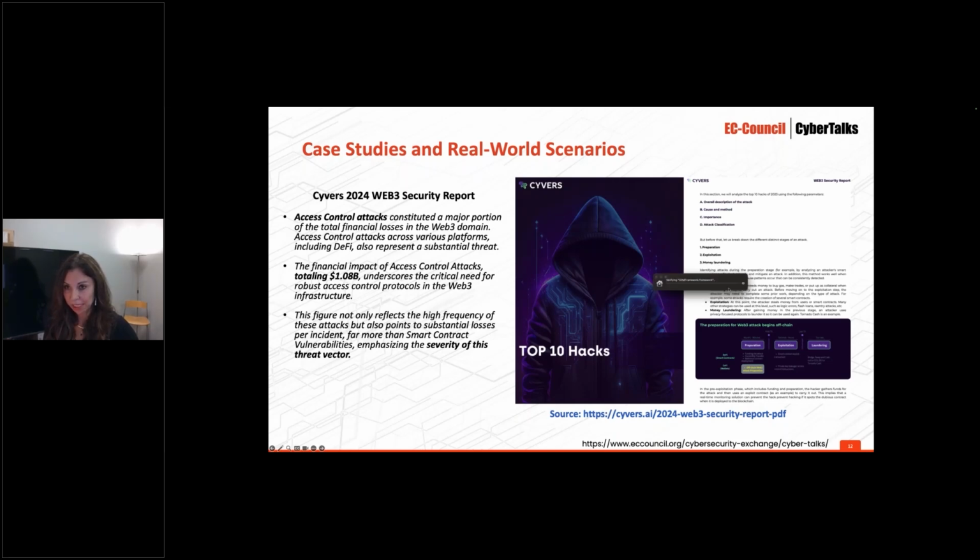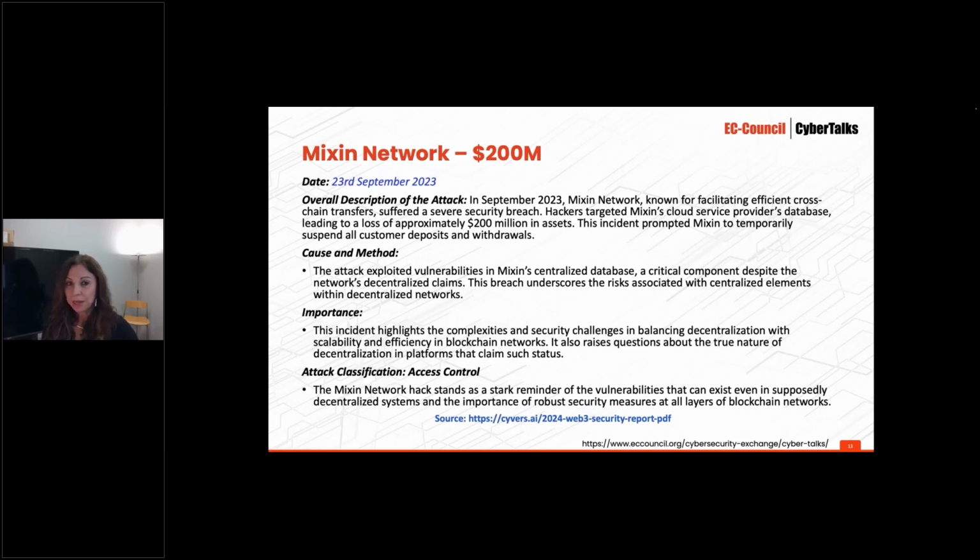Okay, so let's get into 2 examples. The first example from the report, and this is taken straight from the report, but I think it's a good example of how to describe the overall description of the attack. So this was on the Mixin network. And this is a network known for facilitating efficient cross-chain transfers. So right there, there's kind of an indicator of something that could go wrong. We talked about the architecture, the layers, layer 0, 1, 2. You saw the slide where we have trust boundaries, classic trust boundaries, but something else went wrong in this implementation.